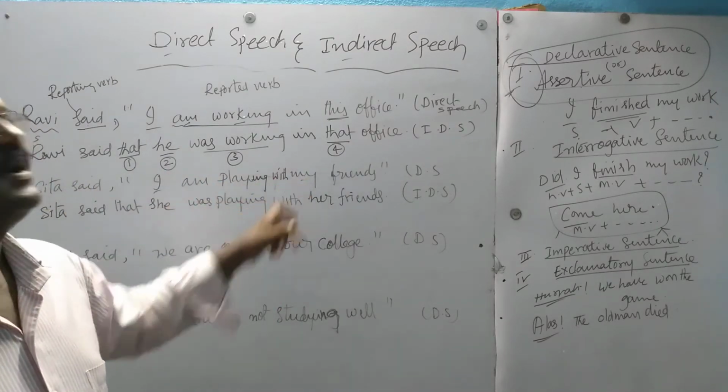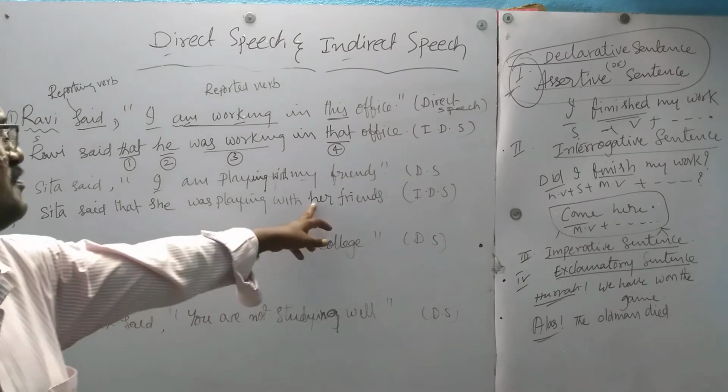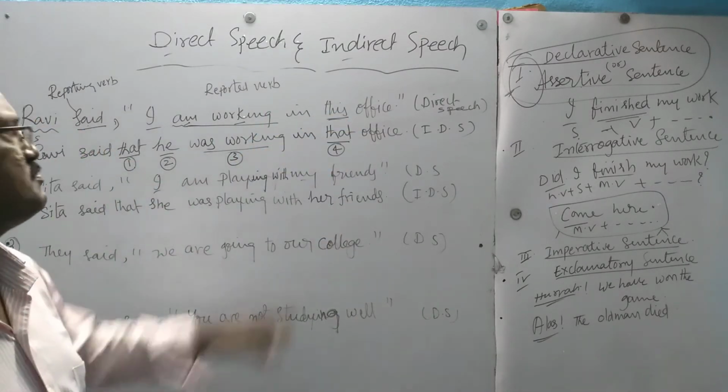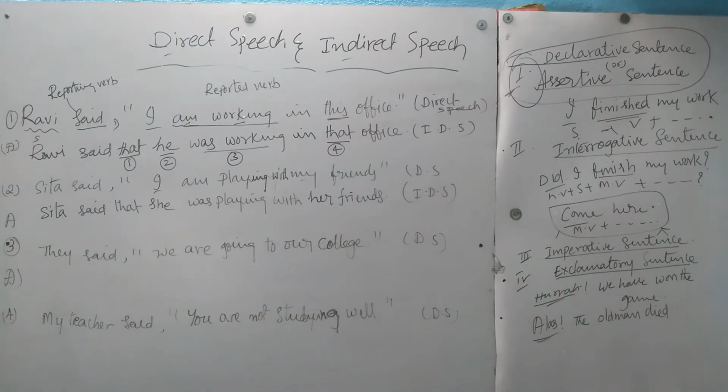Sita is the woman. My friends means Sita's friends. Sita's friends means her friends. So my office means Ravi's office means his office. Like that we have to change.